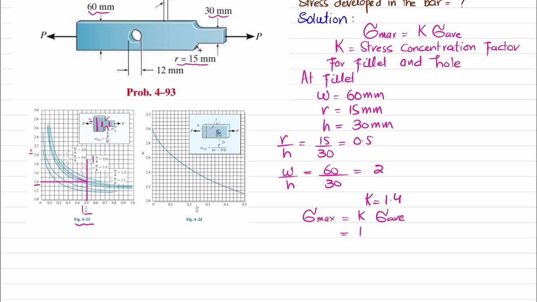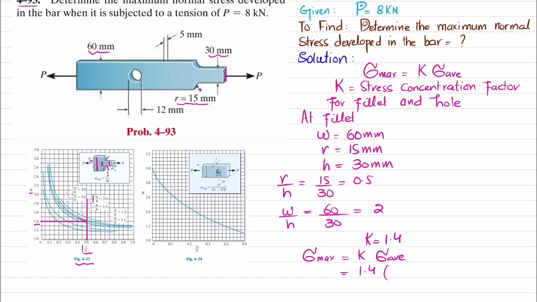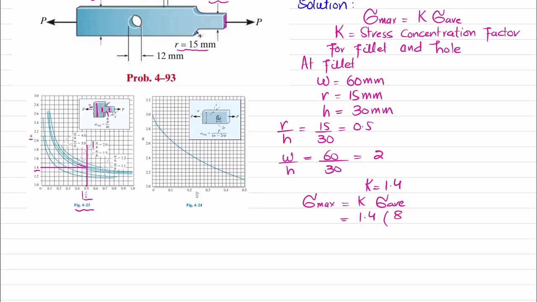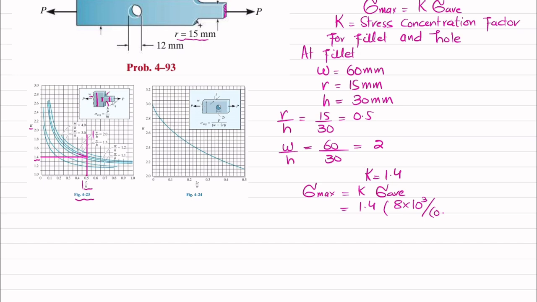So what is K? K is 1.4, and sigma average is load per unit area. So this is the load and this is the cross-sectional area. Load is 8 kilonewton, so I will write 8 multiplied by 10 to the power 3 divided by area. This height is 30 millimeter, which in meter is 0.03 meter, and thickness is 5 millimeter, which is 0.005 meter. So I will write 0.03 multiplied by 0.005. Clear? And when you solve this, you will get maximum stress due to this fillet as 74.7 megapascal.